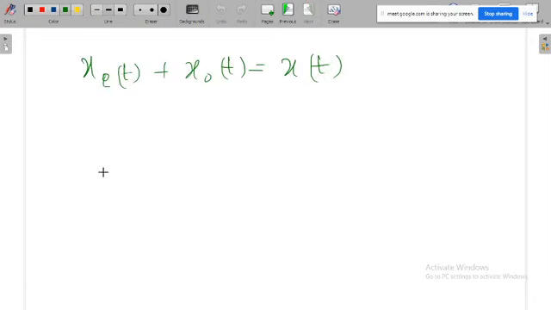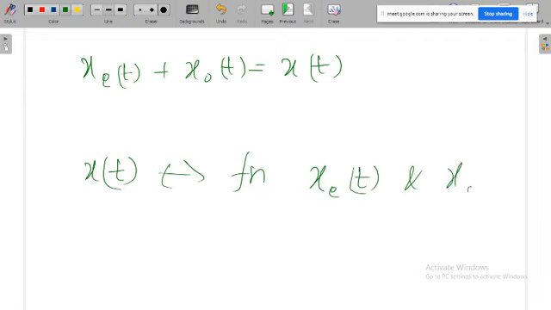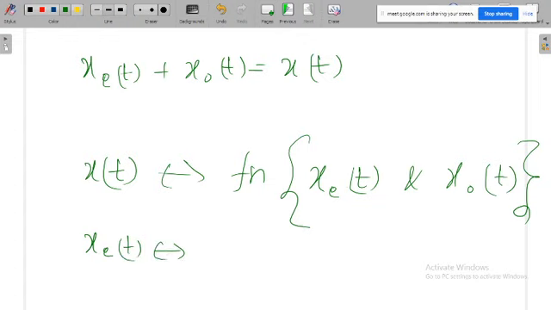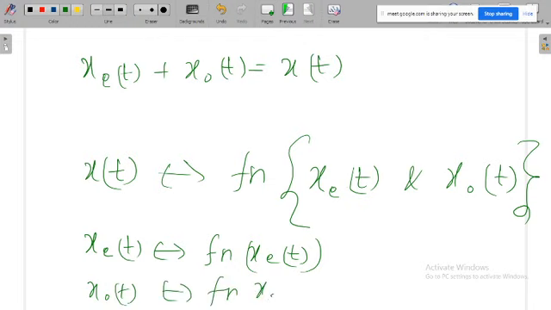That is what I am trying to say: a signal that is neither even nor odd consists of an even part as well as an odd part. That's why I am telling you from the beginning that x of t is a function of the even part of t and the odd part of t. If the signal is really an even signal, then it is a function of only xe of t. If it is really an odd signal, then it is a function of only the odd part. That means exactly they are the same, or otherwise it follows this mathematics.